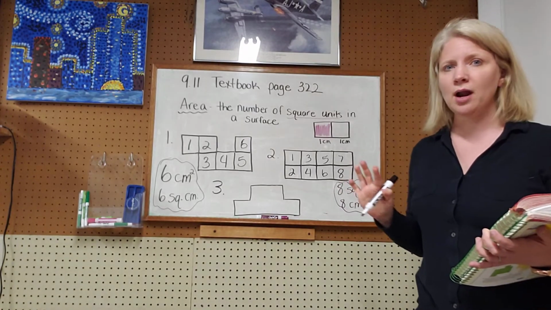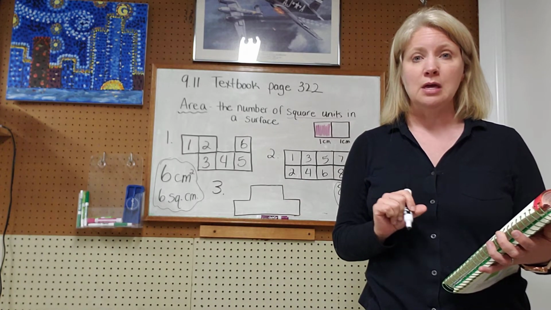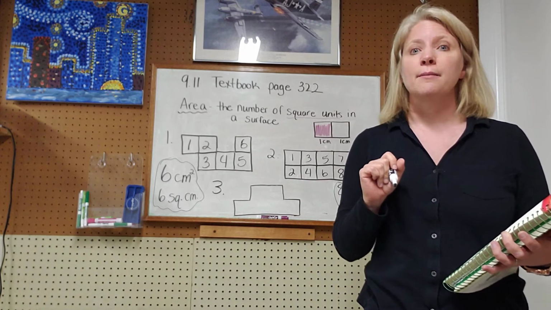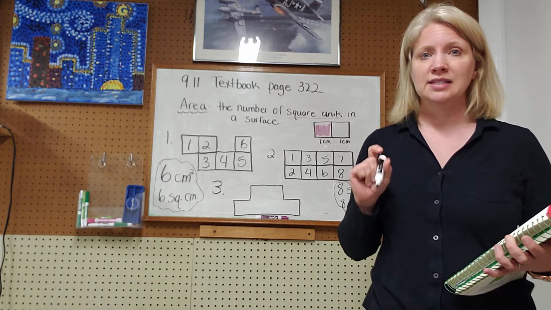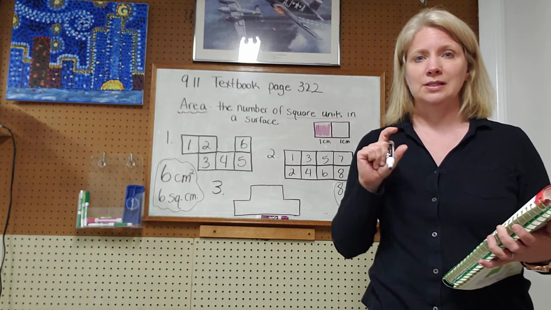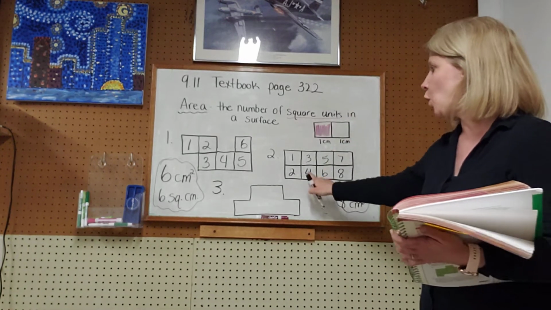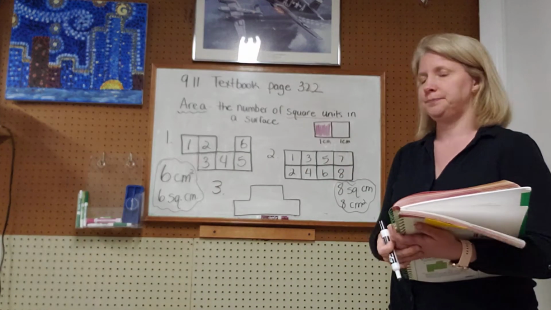Okay, number 3, try it all by yourself. Pause the video. Do it from start to finish, all by yourself. Get out that centimeter ruler, break it up into squares, 1 centimeter, 1 centimeter, 1 centimeter. See how many you get. See what your total area is.